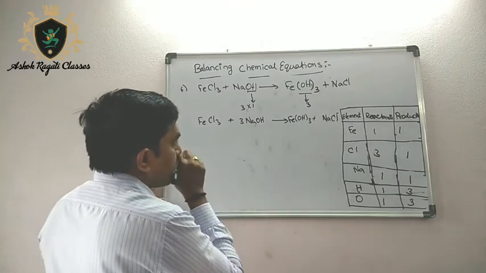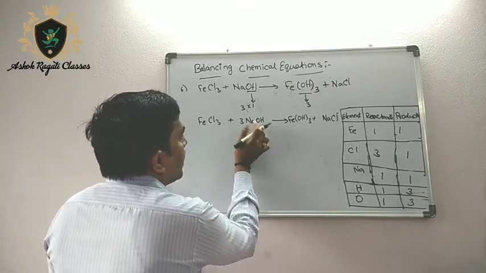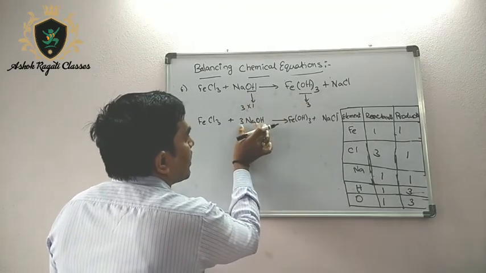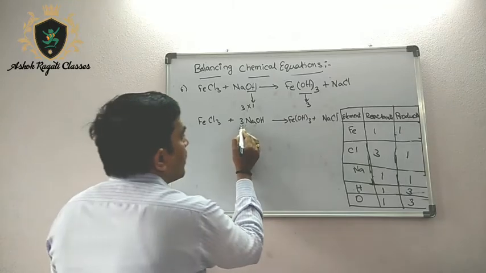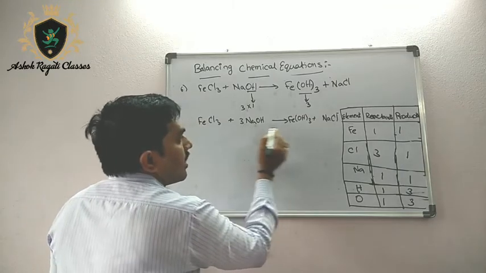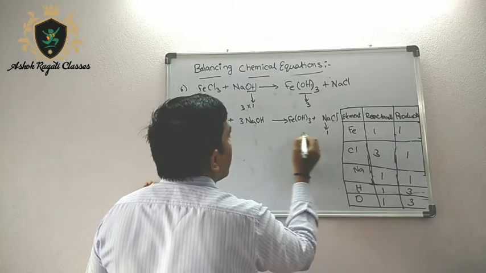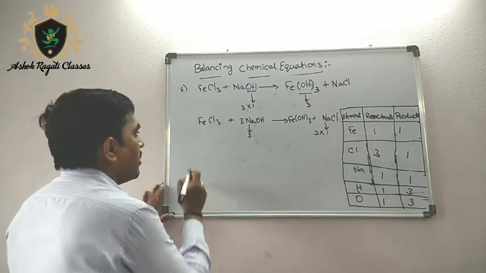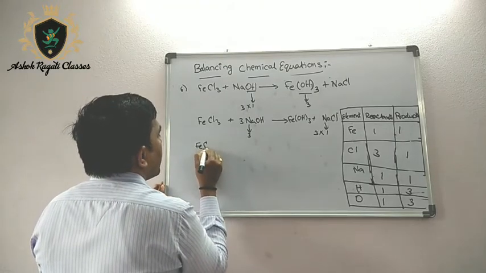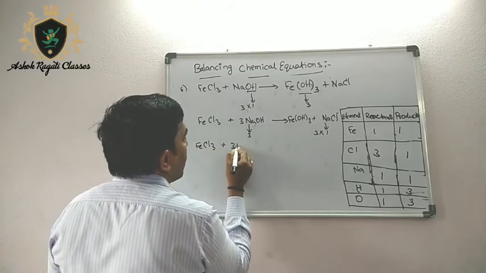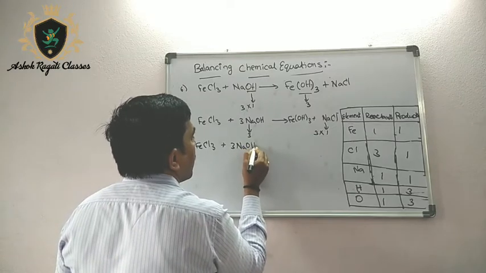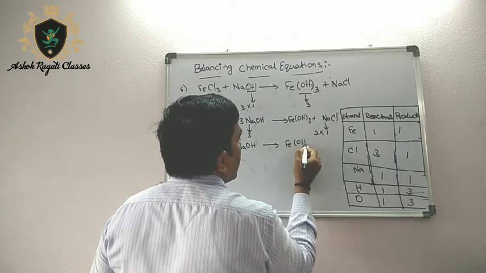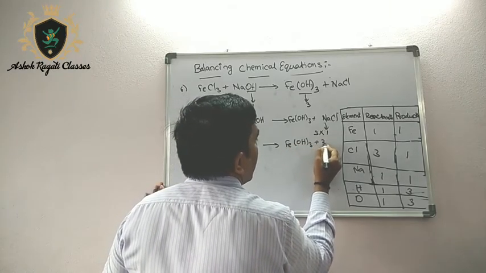Now see, here our intention is to balance hydroxide, so that is balanced. 3 is equal to 3. Okay, fine. Now with this the sodium number is becoming 3. Here only 1. So take it as 1, multiply with 3, and this is 3 here. So now rewrite the equation: FeCl3 plus 3 NaOH gives Fe(OH)3 plus 3 NaCl.